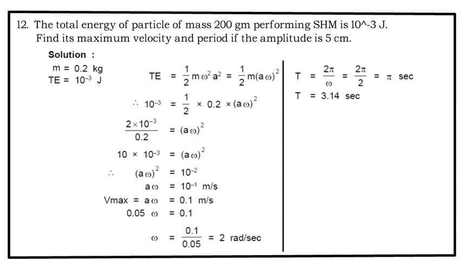Now amplitude is known to you, that is 0.05 meter. So I put that value, 0.05 into omega is equal to 0.1. So omega is equal to 0.1 upon 0.05, that is 2 radians per second. T is equal to 2 pi by omega. So T is equal to 2 pi by 2, that is pi seconds. So T is equal to 3.14 seconds.